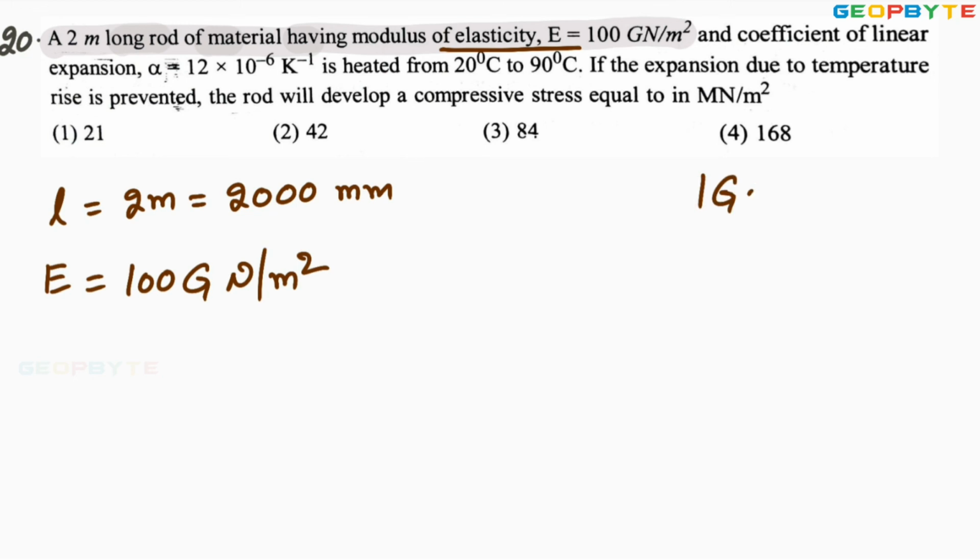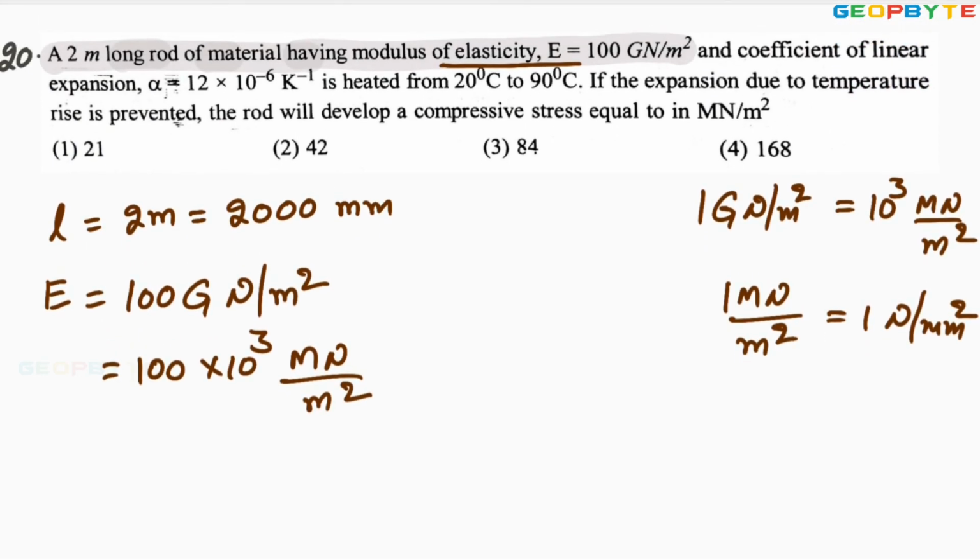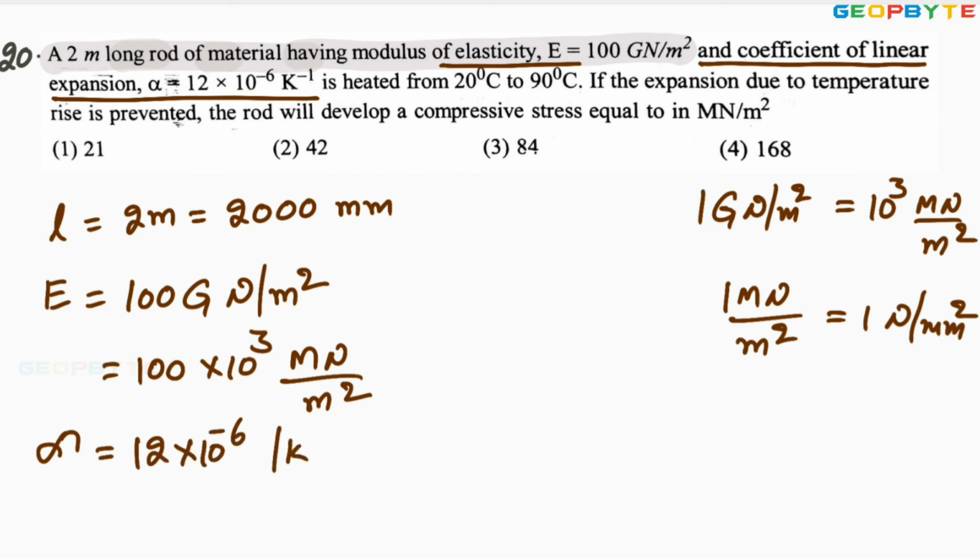Dear friend, 1 giganewton per meter square equal to 10 power 3 meganewton per meter square. So it is equal to 100 into 10 power 3 meganewton per meter square. But 1 meganewton per meter square can be taken as 1 Newton per mm square directly. That is Young's modulus. And the coefficient of linear expansion alpha equal to 12 into 10 power minus 6 per Kelvin.